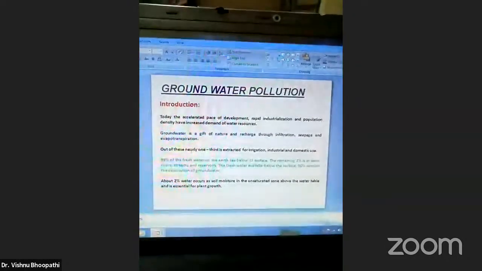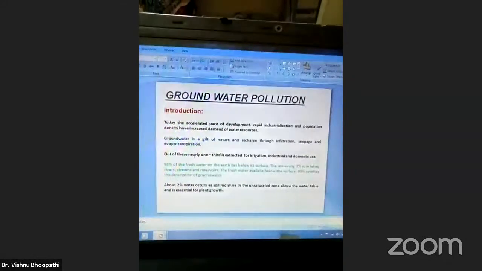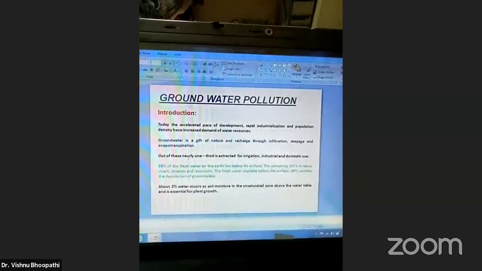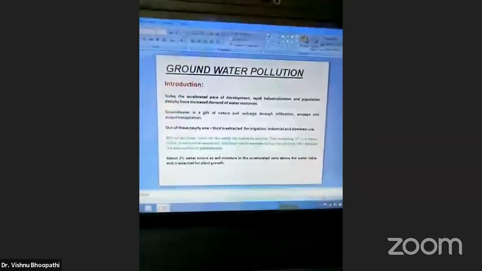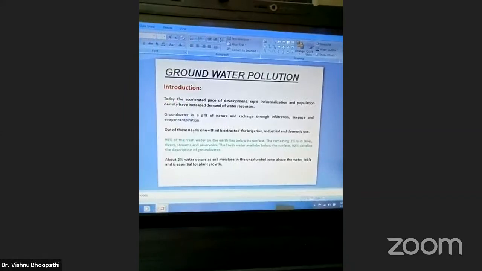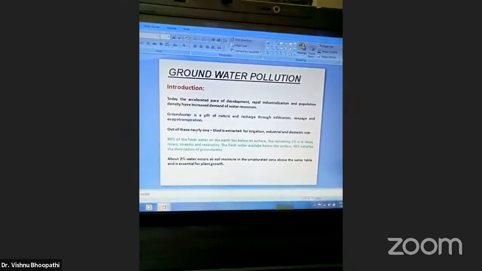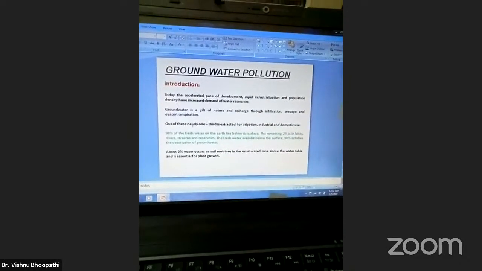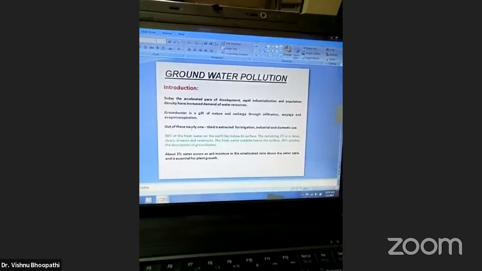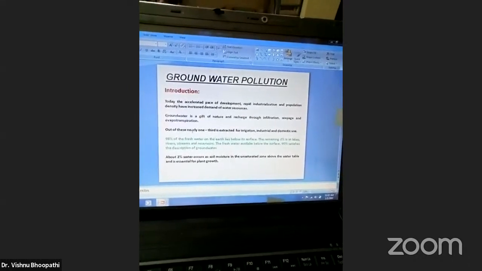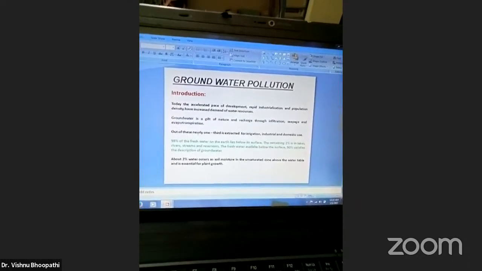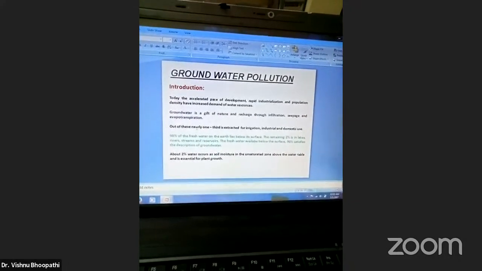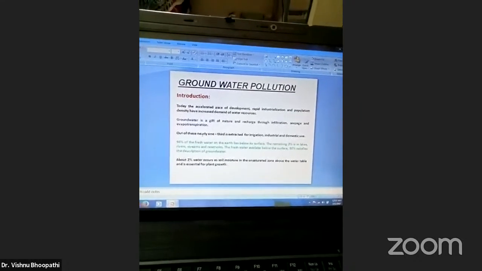Now come back to our topic. Today we are going to discuss groundwater pollution. In India, which is developing with rapid industrialization, the density of population is increasing, as well as the demand for water resources.